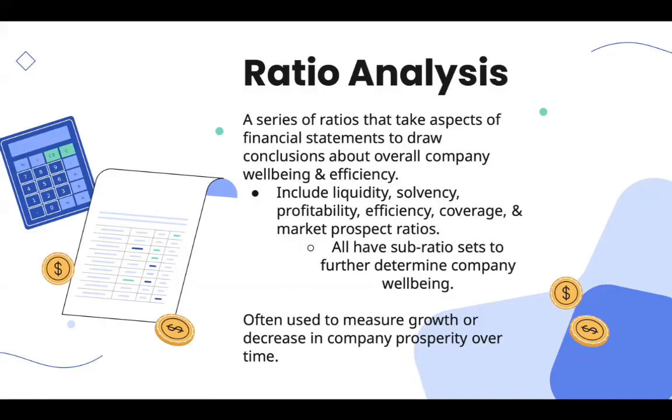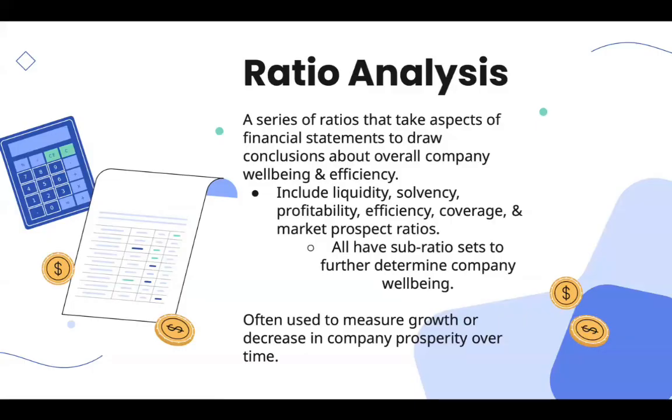Profitability ratios measure how efficiently a company generates earnings relative to its revenue, assets, or equity, helping assess whether the business model is financially sustainable. Efficiency ratios analyze how effectively a company utilizes its resources to generate revenue. A company that operates efficiently can produce more with fewer resources, making these ratios key for measuring productivity and cost effectiveness. Coverage ratios determine a company's ability to meet financial obligations, particularly when it comes to paying interest on debts, which is crucial for assessing financial risk.